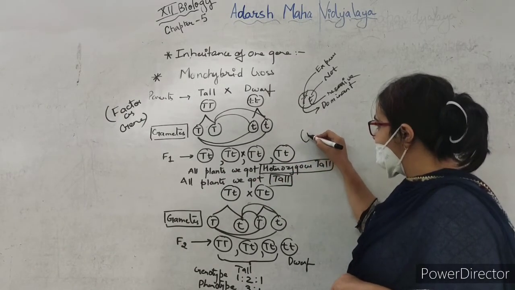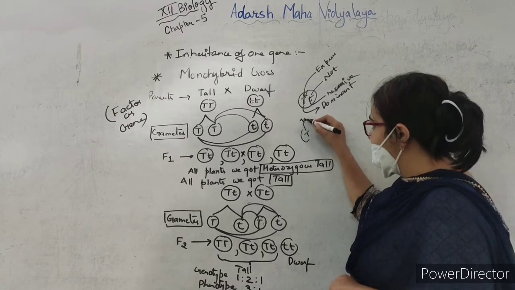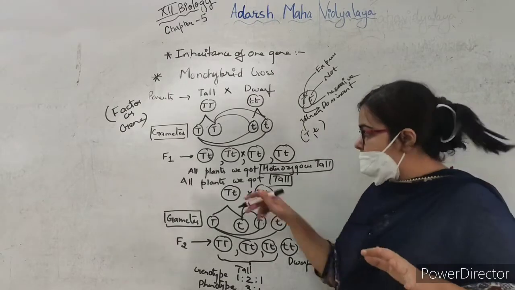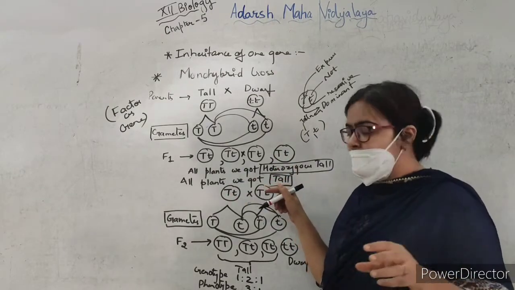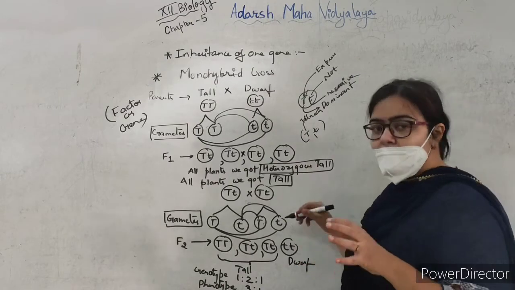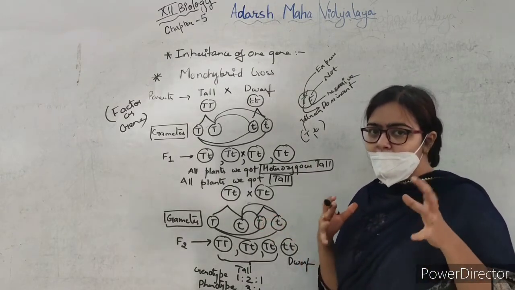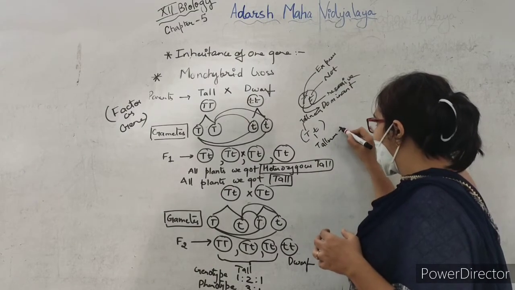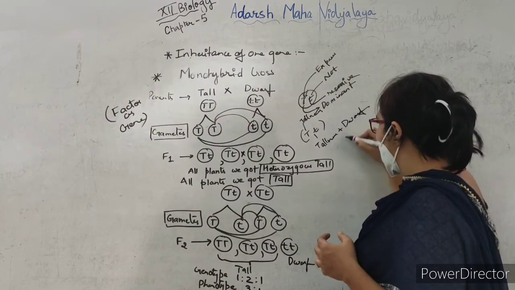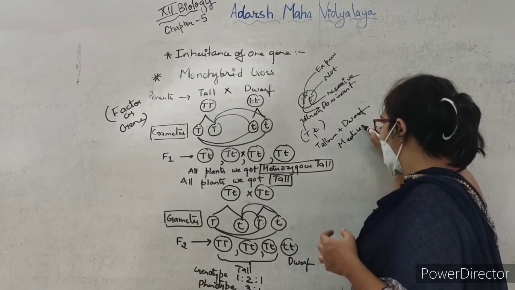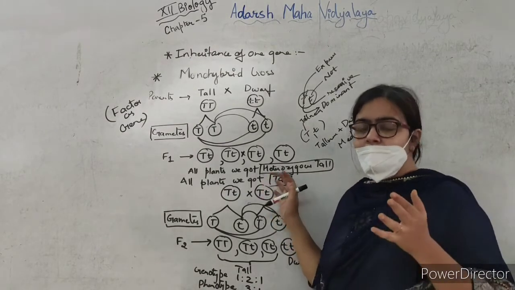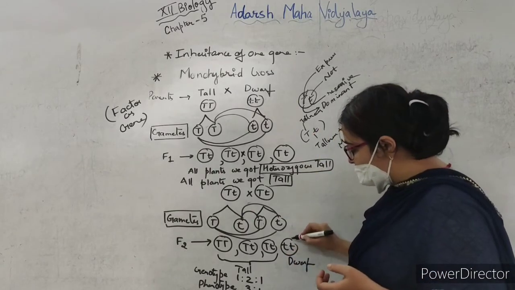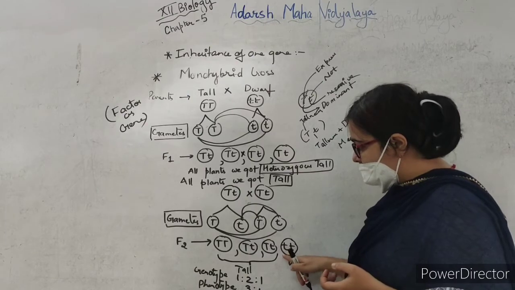The capital T, which was for tallness, and the small t, which was for dwarfness, were together for a particular generation, but there was no mixing or blending of these two characters. Like we can say that tallness plus dwarfness will give medium heighted plants, because there is blending. So here Mendel saw that this character, the dwarfness, was expressed in the F2 generation.